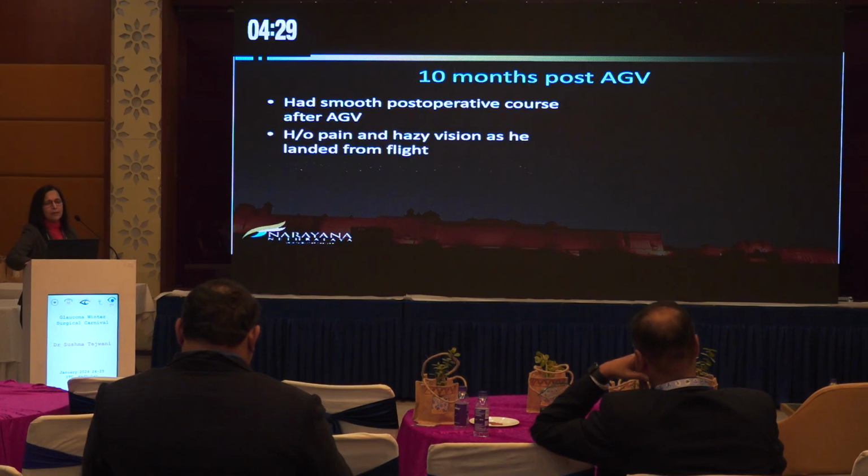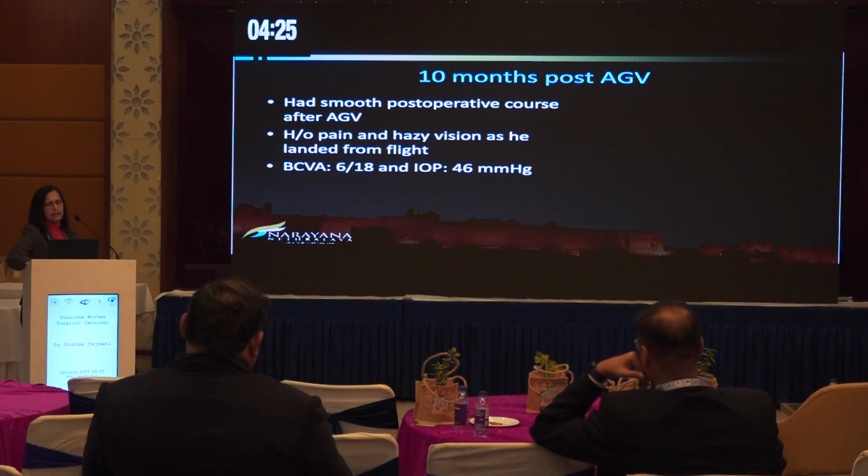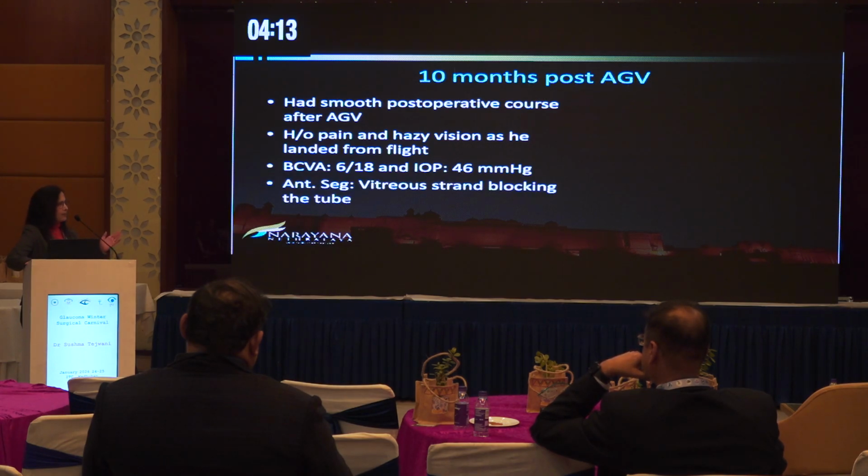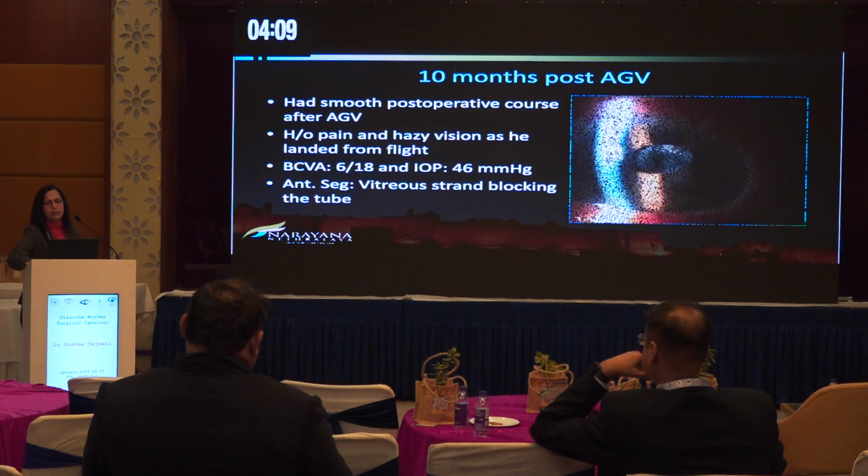The pressures were okay. However, 10 months post AGV, he came to me with pain and hazy vision immediately after he landed from a flight. He called me from the airport itself saying that suddenly after landing, he was not able to see. So I told him to come directly to the hospital, and when I saw him, the pressure was 46, and there was a vitreous strand coming from behind and blocking the tube.